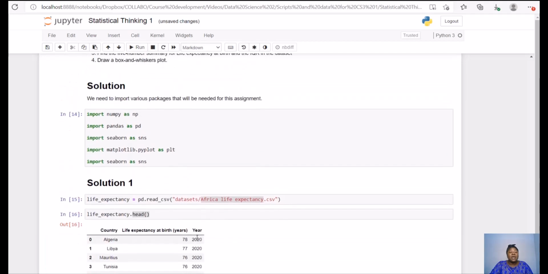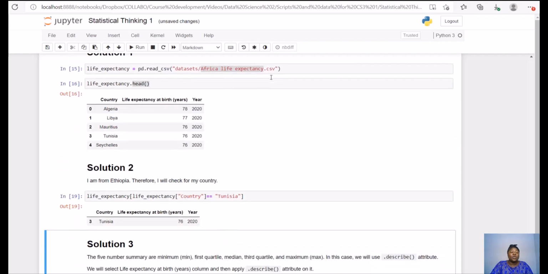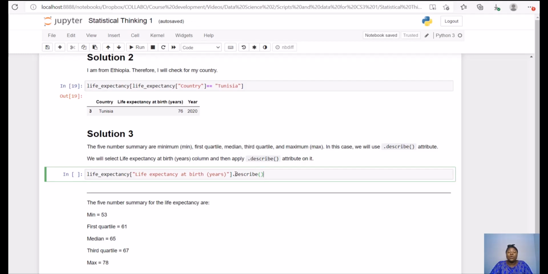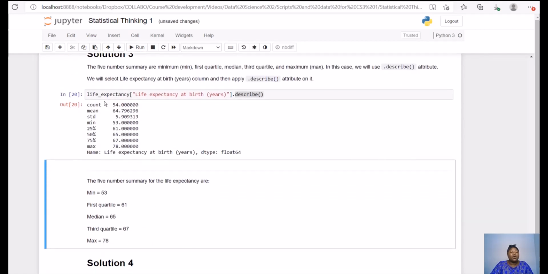So the third task is that you should find the five-number summary of life expectancy at birth and their interquartile range. How do you do that? You could do this using the describe function, which gives you the descriptive statistics. With the descriptive statistics now, it shows that we have 54 countries here according to the count. Then the mean is 64. The standard deviation is this. This is the minimum value up to the maximum value.